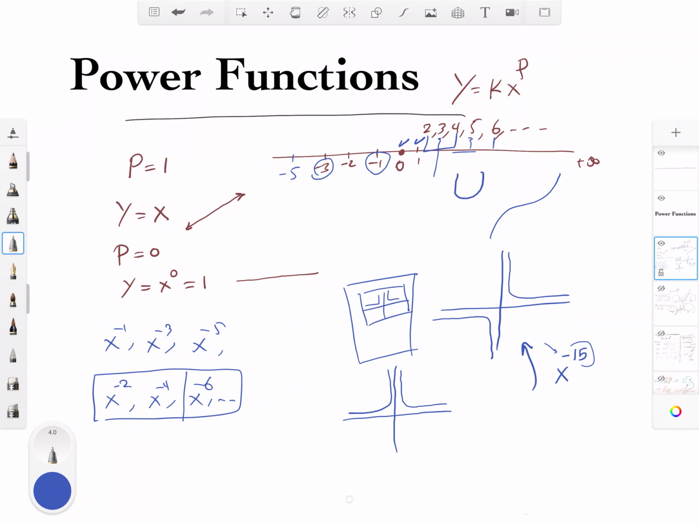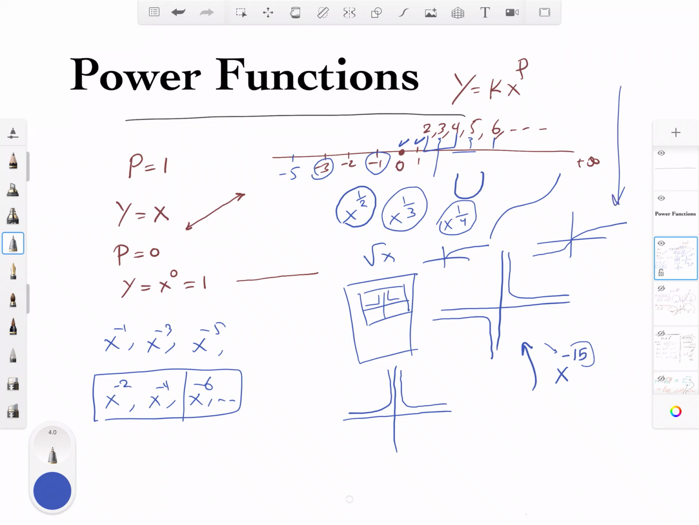All right, we talked about all the whole numbers, not fractions. What about x to the power 1/2, x to the power 1/3, x to the power 1/4? So x to the power 1/2 will be radical x. So the graph of radical x will be like this. X to the power 1/4, the fourth root of x, will be similar. X to the power 1/3 will be the cube root of x, with this shape. It would be great to have all those graphs in your note sheet.